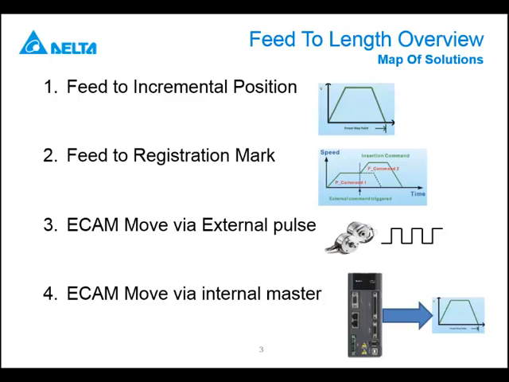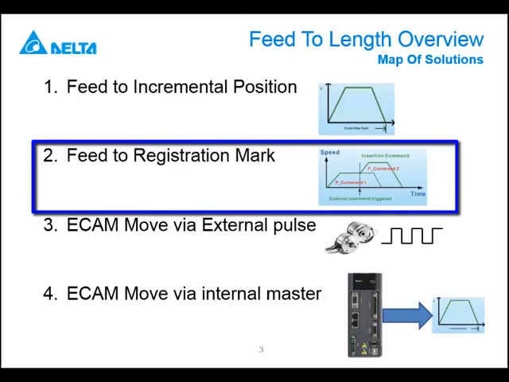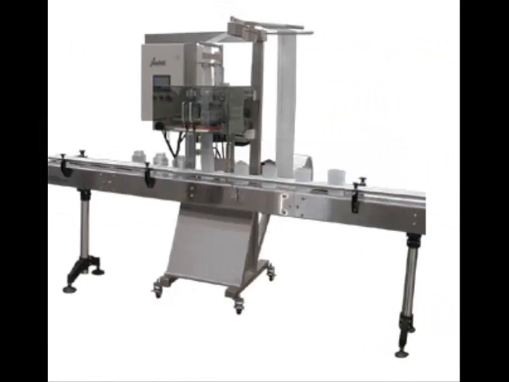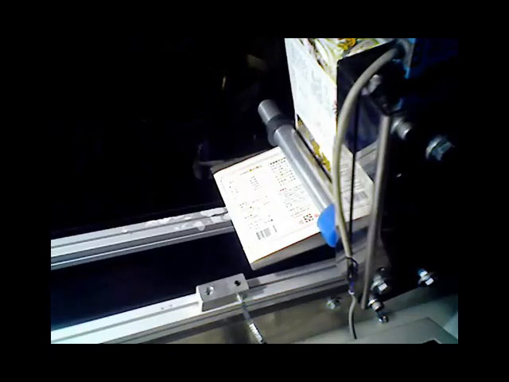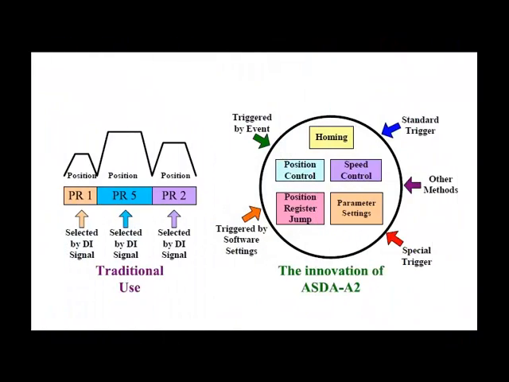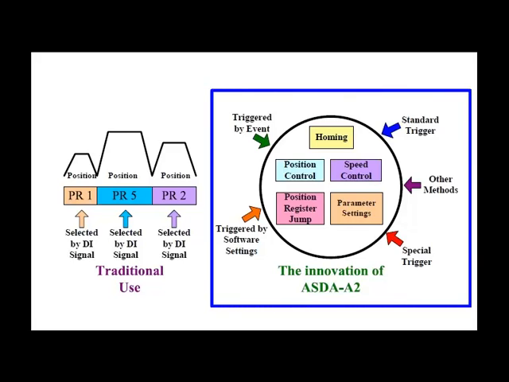This video will describe the second feed-to-length solution, titled feed-to-registration mark. This solution is useful for applications like sleevers or labelers, where product needs to be moved rapidly and precise positioning may be required off a registration mark on the product. Delta's innovative program register, or PR mode, available on the A2 servo drive, will be used to control this application.